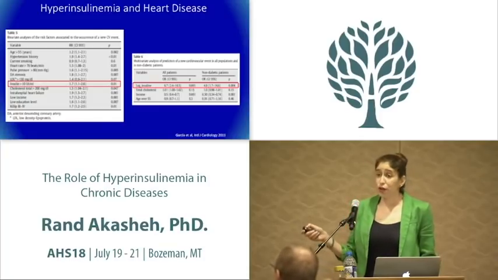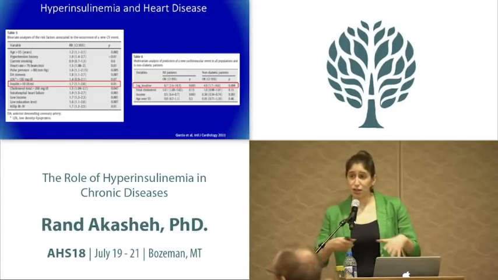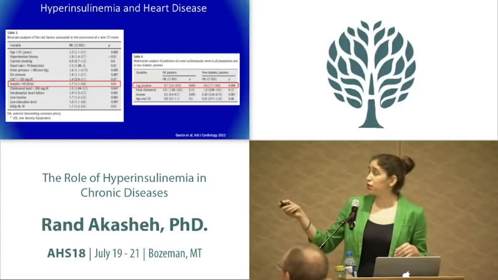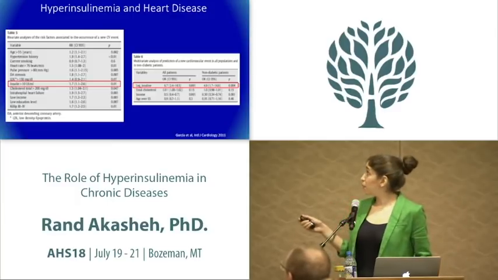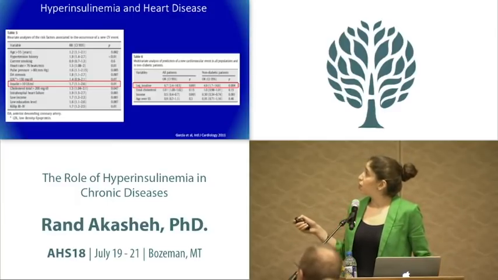And they did further analysis in this population. What they did is they took this population, they split them into two, diabetic and non-diabetic, and guess what happened to the relative risk here, or the odds ratio of having a cardiovascular event?